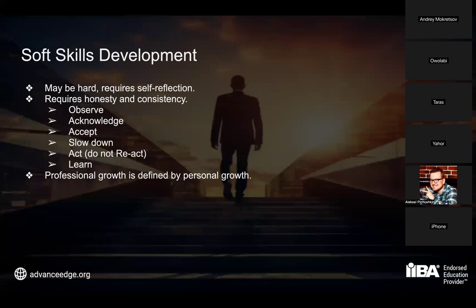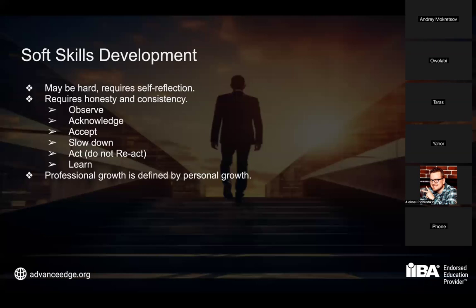So to sum it up, we have talked about soft skills development here. Soft skills development may be hard. It requires self-reflection. You have to look at what you can do to recognize what you are good at and what you are not good at yet, right? It requires honesty and also consistency. It is something that has to be developed day by day, and only then you grow, right?